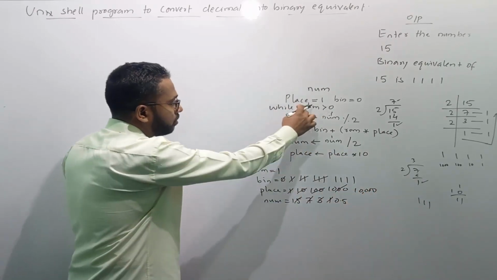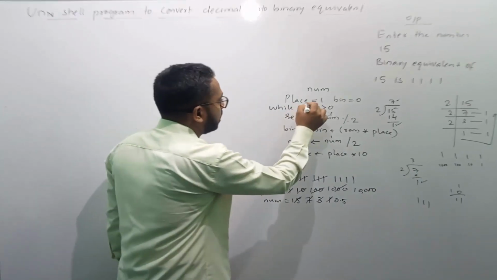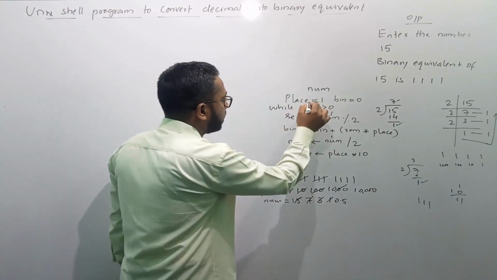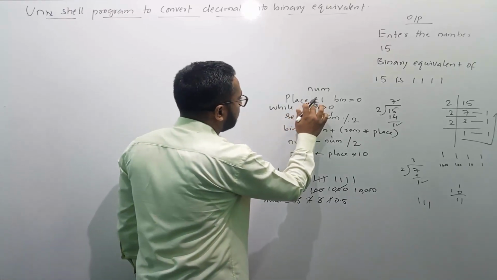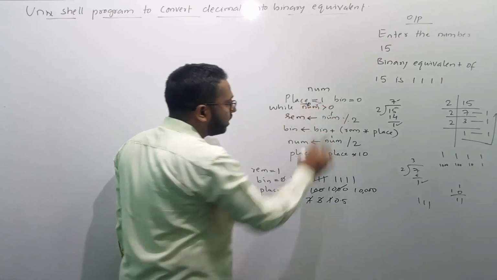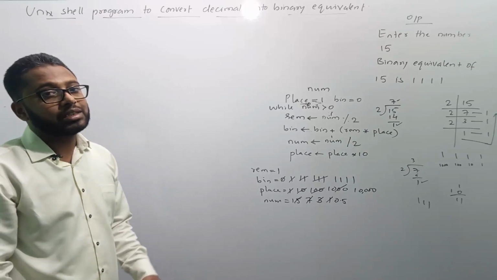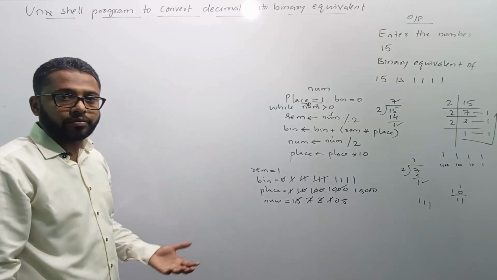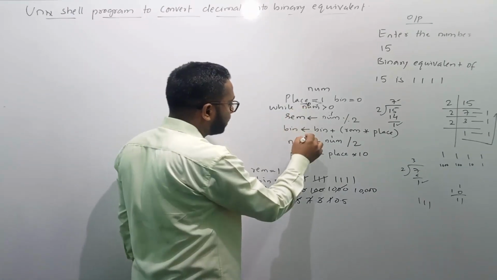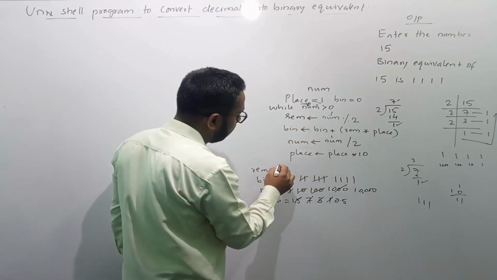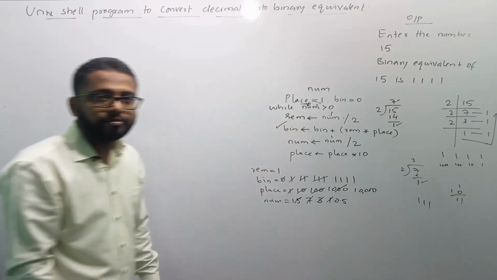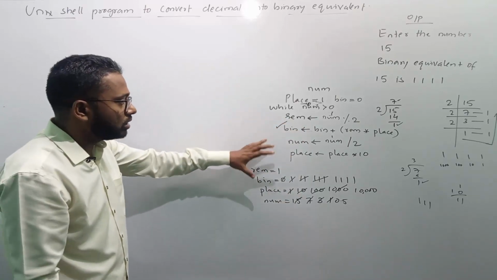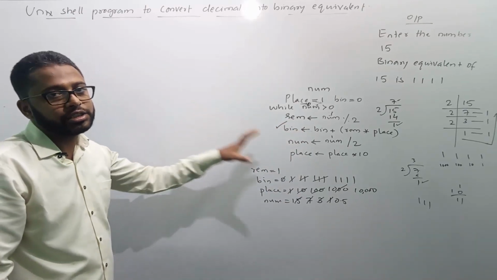Next, control goes back to the while. Here num becomes 0.5, so now we will consider only 0, and I will discard 0.5. So 0 greater than 0, now this condition becomes false, so that's why control will not come inside the while. Control will come outside the while to print the value of binary. So this logic we will be applying to write the shell program.